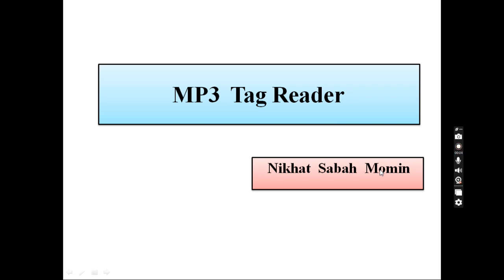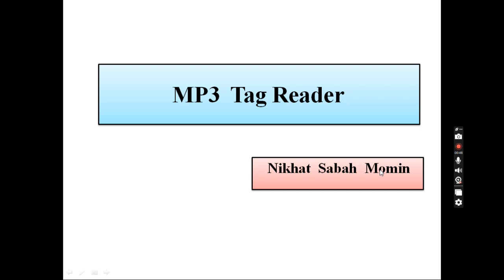Whenever I have downloaded a particular MP3 file, I open that file in some media player. It will play the song or audio and at the same time it will display some information. For example, it will display the name of the MP3 file, the artist name, the year in which the song or audio was composed, and the album image.